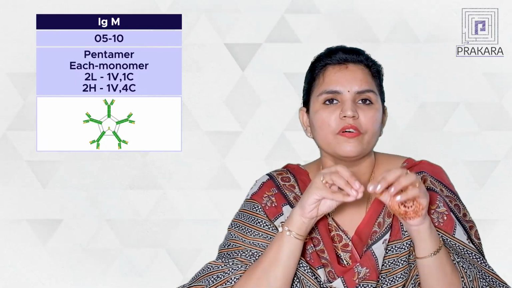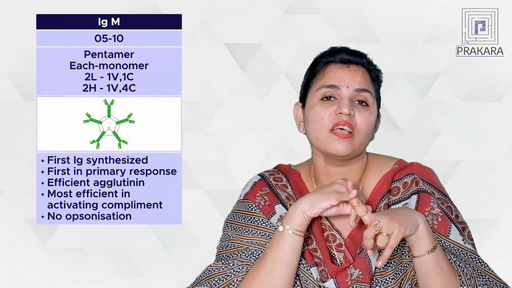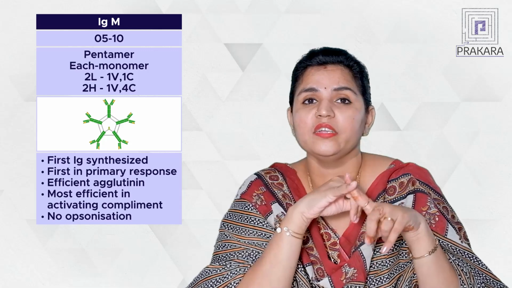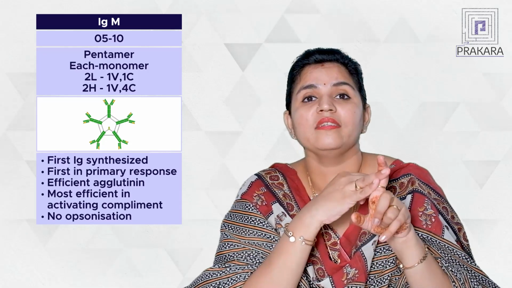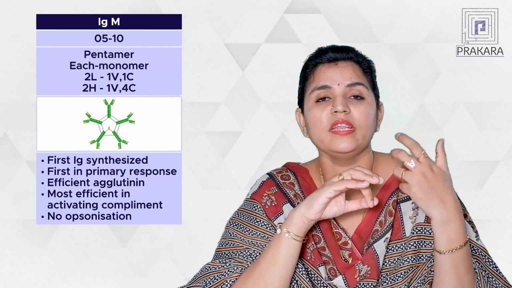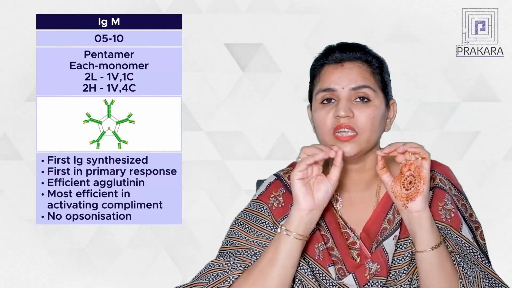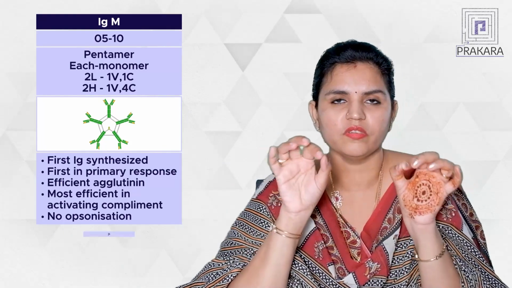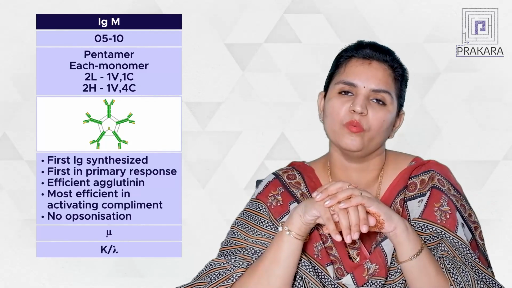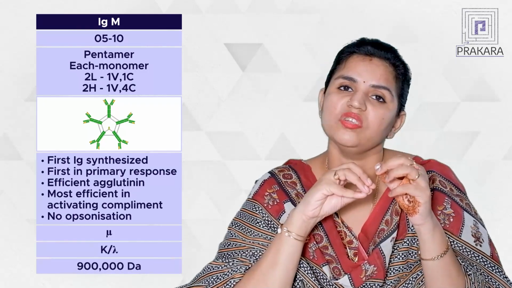Coming to the important functions of this particular class, it is the first synthesized immunoglobulin, and it plays a very important role in the immune response of the body. It plays an important role in enhancing the agglutination process, but it does not facilitate the opsonization process. No opsonization is seen with immunoglobulin M. It has a molecular weight of 900,000 Daltons.